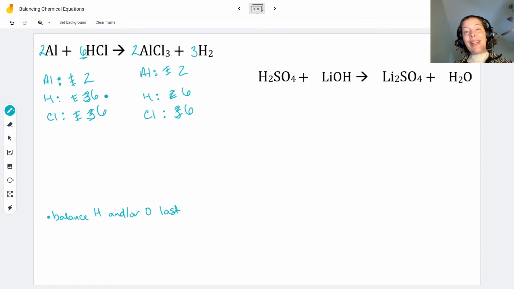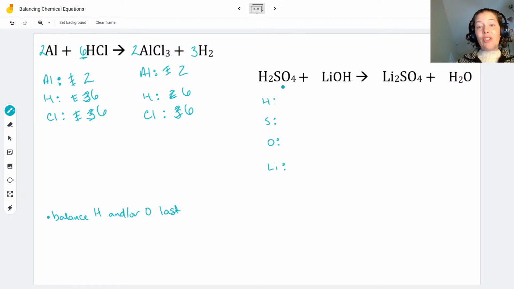Let's do our second example on this page. So we have sulfuric acid reacting with lithium hydroxide to give us lithium sulfate and water. So again, I'm just going to list out my atoms. Now this one is going to be more complex because I have atoms that are in multiple molecules. Okay, so I have hydrogen, I have sulfur, I have oxygen, and then over here I have lithium.